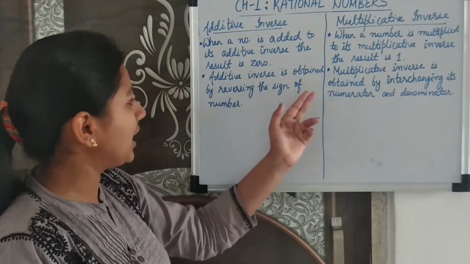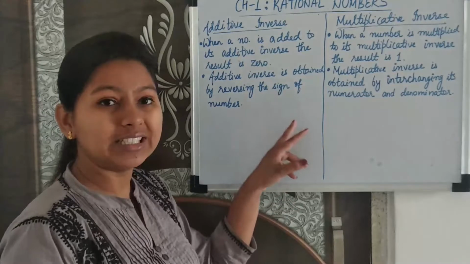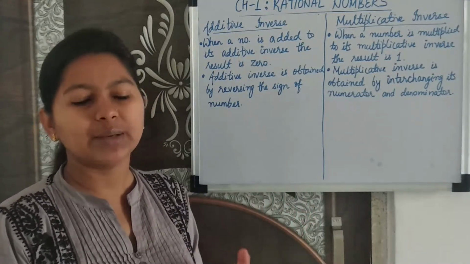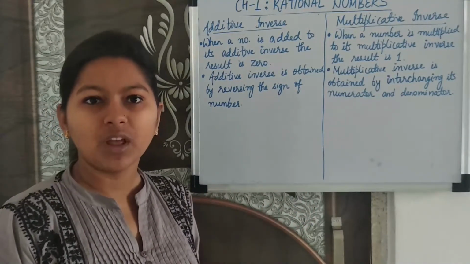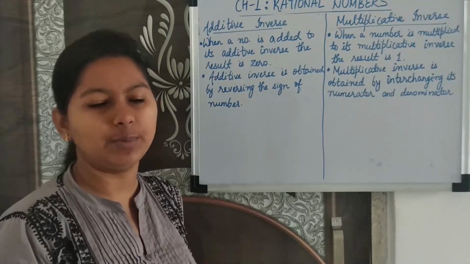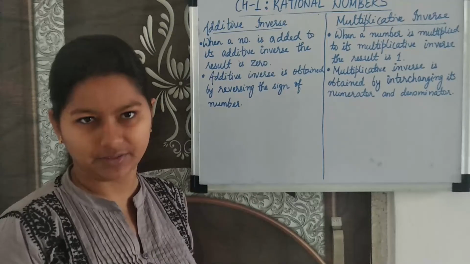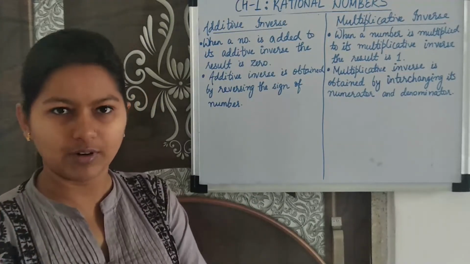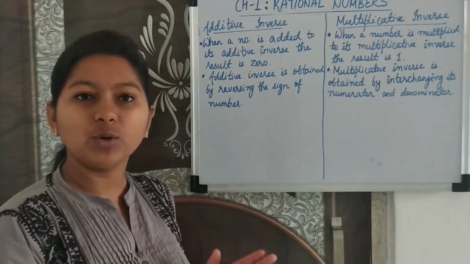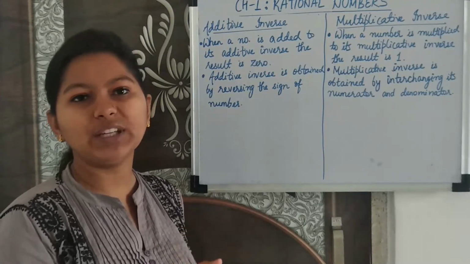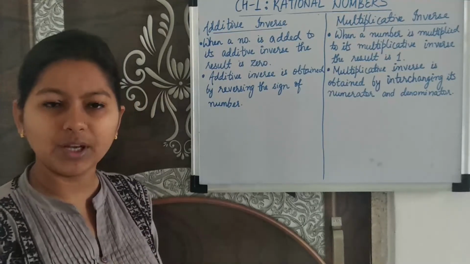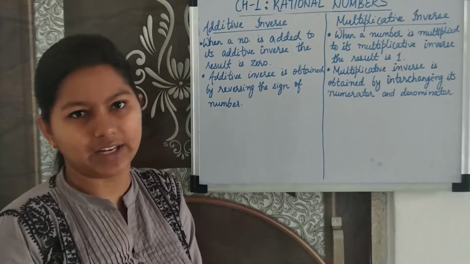Additive inverse is obtained by reversing the sign of a number. Suppose I have plus 3, then the additive inverse of plus 3 will be minus 3. The additive inverse of minus 1 by 5 is equal to 1 by 5. So what are we doing for additive inverse? We are simply changing the sign of the number, or I can say we are reversing the sign of the number.